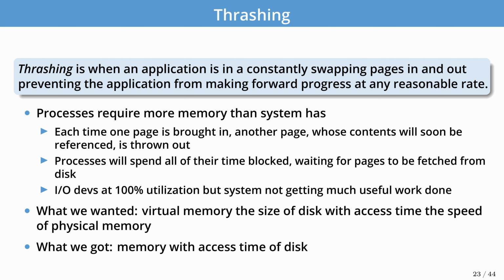We'll see that we're spending all our time doing I/O and almost no time using the CPU. What we really want is virtual memory the size of the disk with the access speed of physical memory, but when we're seeing thrashing, we're getting the opposite. We're getting memory with the access time of disk.